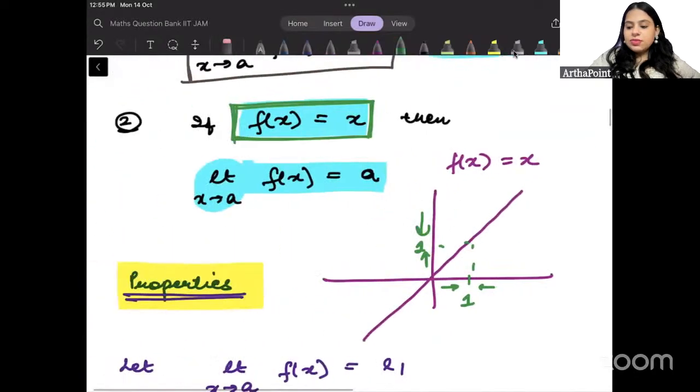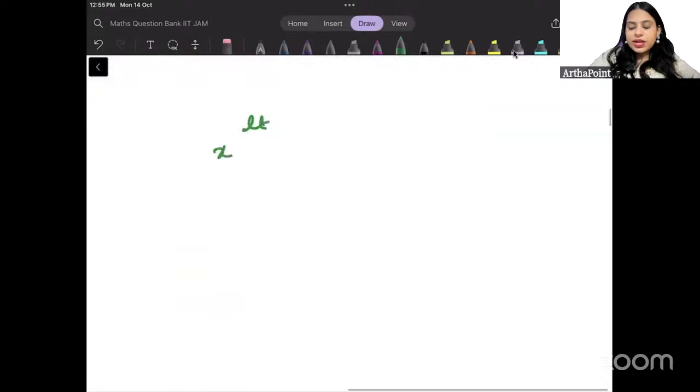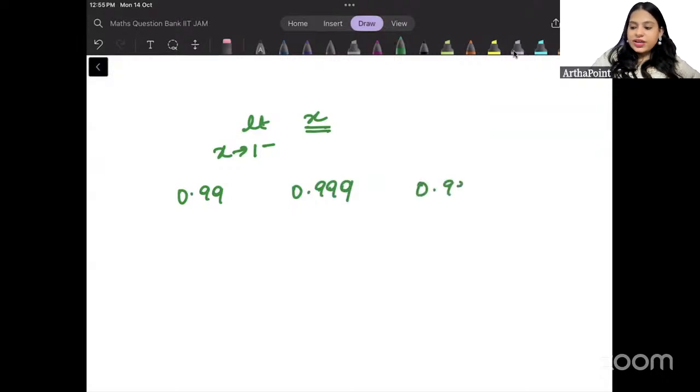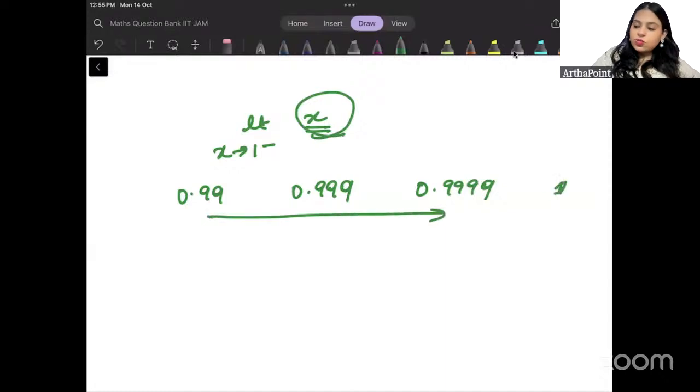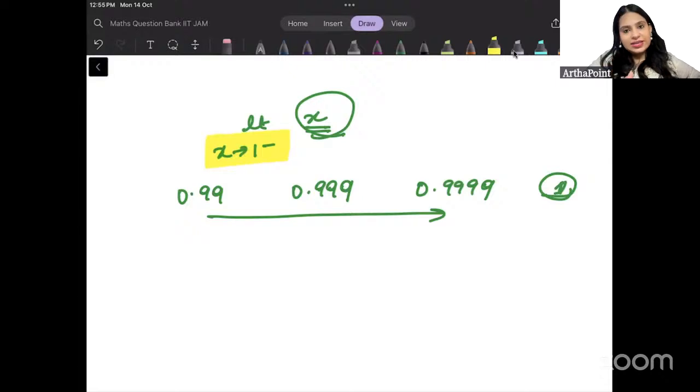So for example, I want to ask what happens when I approach 1 for this function x. It means I am taking values close enough to 1 but less than 1. I take 0.99, I put that here, I get 0.99. I take 0.999, I get 0.999. I take 0.9999, I put that in the function, I get this. So the function is also approaching 1 only, right? When x is approaching 1, the function also approaches 1, because the function is nothing but the value of x. It is equal to x.